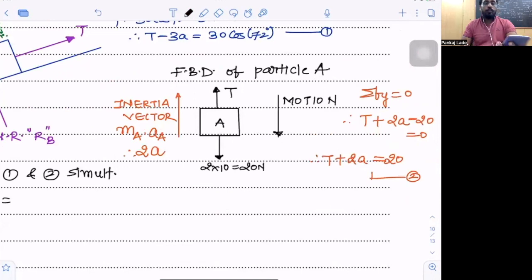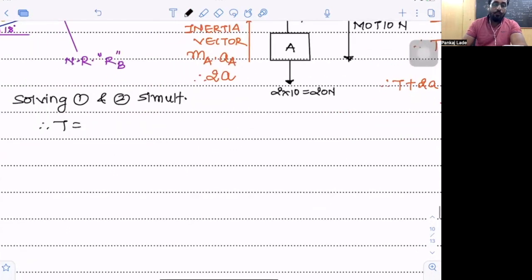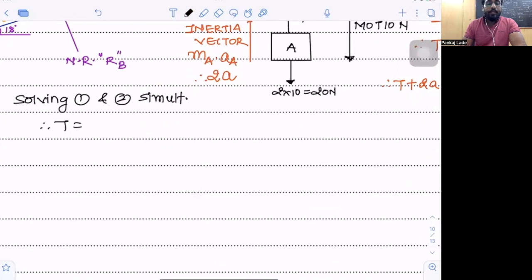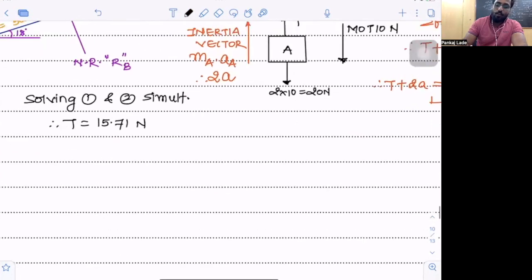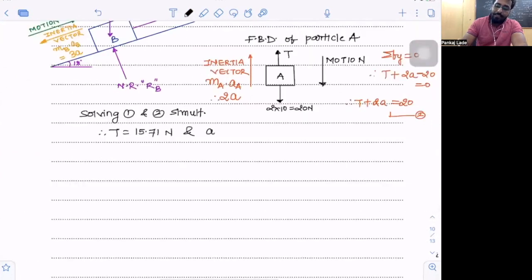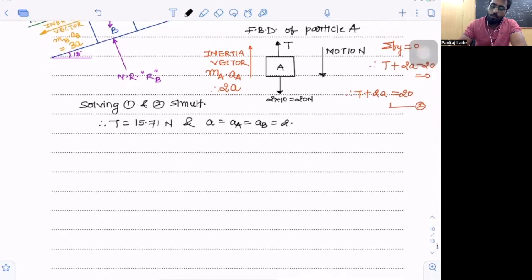Okay, so if you simplify, T has come 15.7082. So I'll just write 15.71 newtons. That's the value of T. And the acceleration, which is the acceleration of A and the acceleration of B before the braking has happened, it's 2.145898. So I can simply write 2.146, right? So acceleration is 2.146 meter per second square.